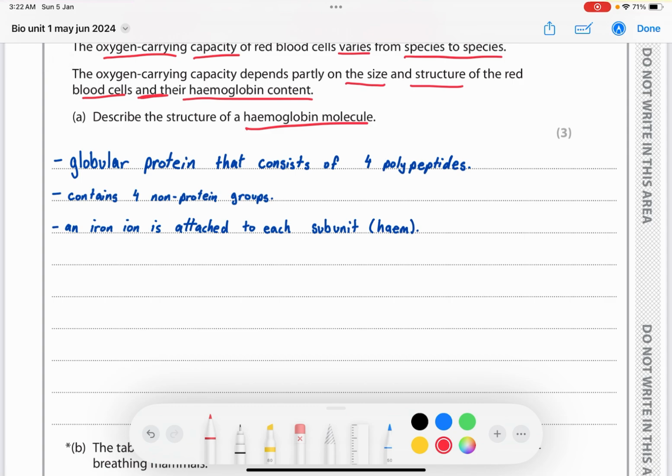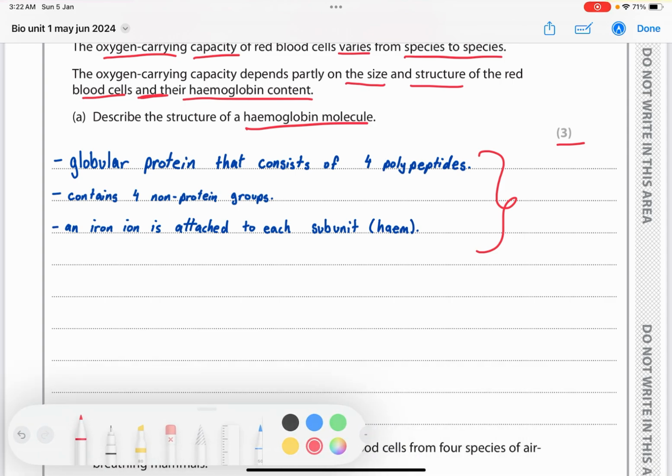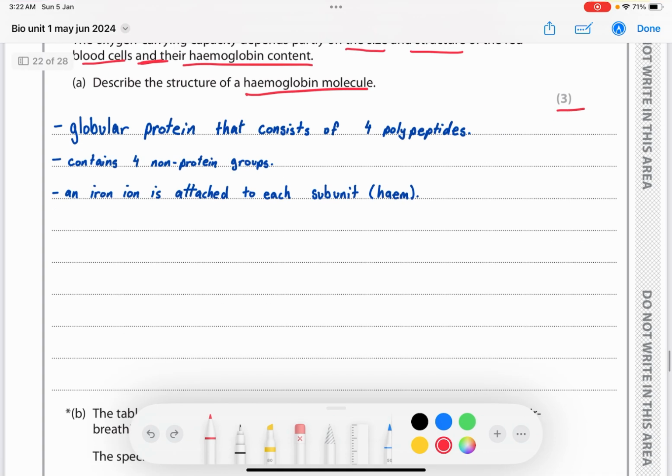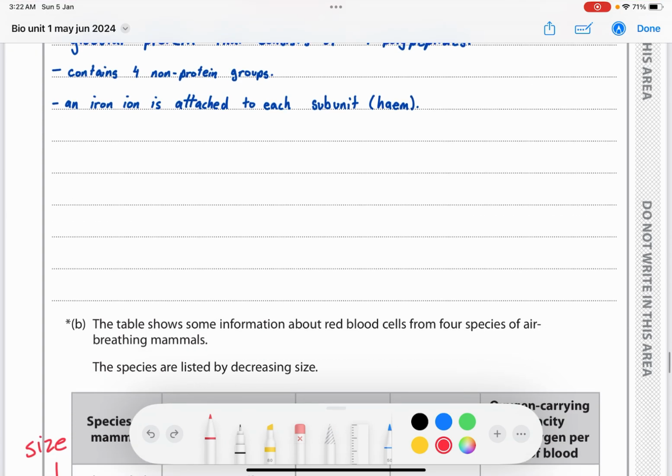Hemoglobin, we know that it is a globular protein that consists of 4 polypeptides, and it also contains 4 non-protein groups, and an iron ion is attached to each subunit. So that's all you need to write to get the 3 marks. Just memorize all of these 3, and if they ever ask you about hemoglobin, you know the perfect answer. You have memorized the perfect answer to get all the marks.